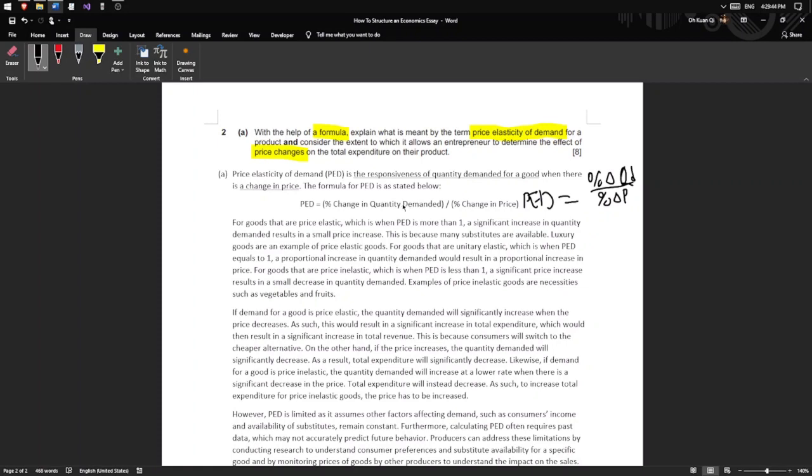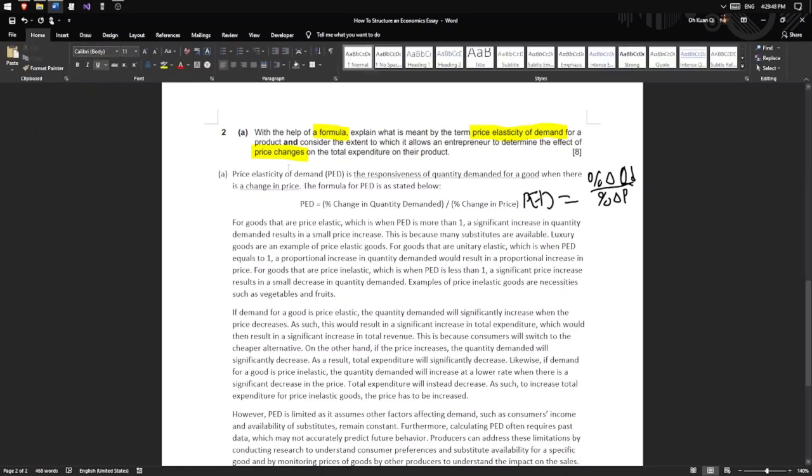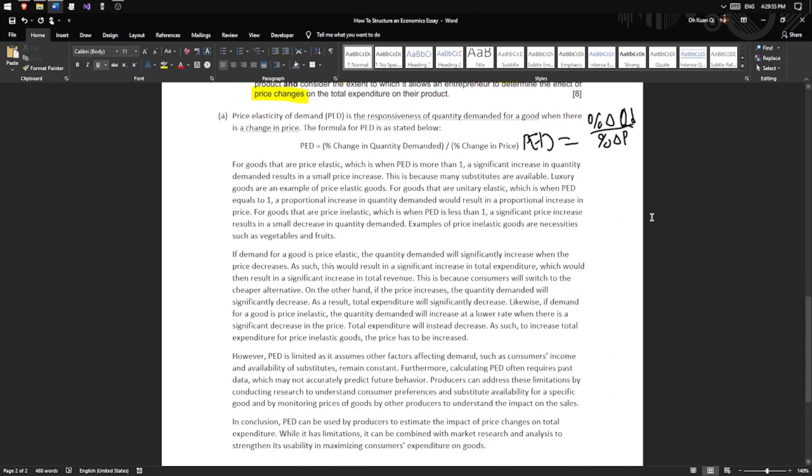All right. So here we already have 2 marks because first we already explained the definition of price elasticity of demand, and we also have the formula. So 2 marks is already there, and now we need to further elaborate. So when we further elaborate, here's how we elaborate it. For goods that are price elastic, which is when PED is more than 1, a significant increase in quantity demanded results from a small price decrease. This is because many substitutes are available.